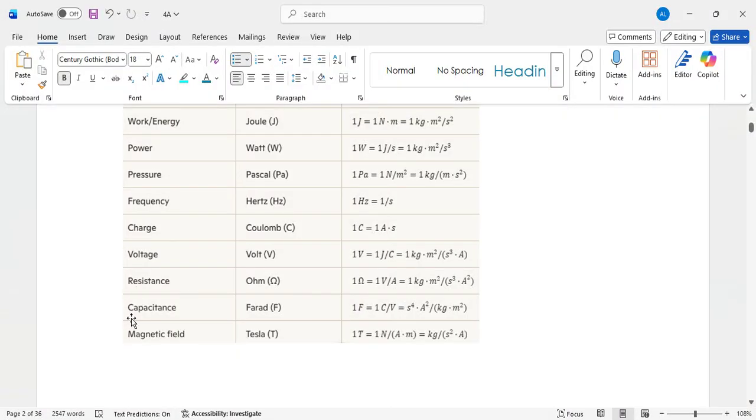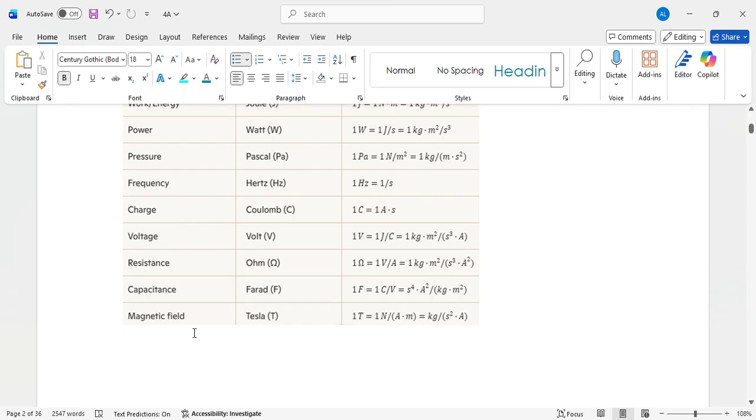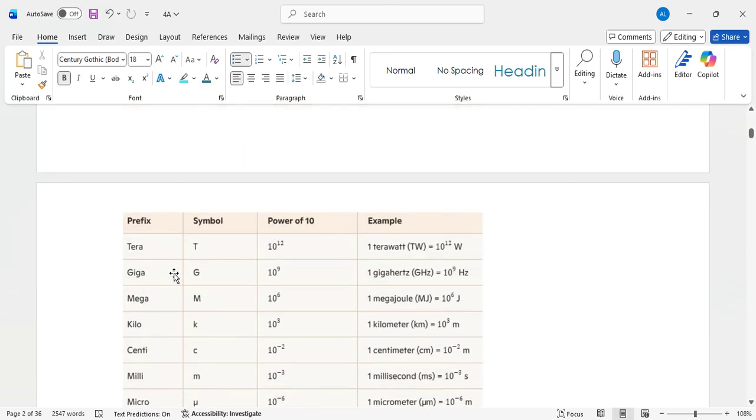Capacitance is farad, so 1 farad equals 1 coulomb per volt. Magnetic field is Tesla, so 1 Tesla equals 1 Newton per ampere times meter. So like that. You have to remember all these, and even the numbers, the powers of 10 are also very important.